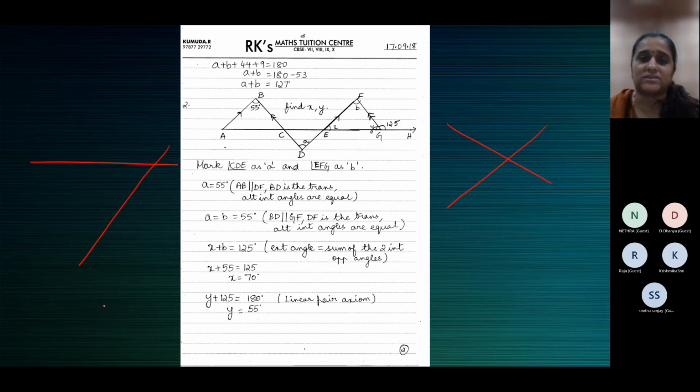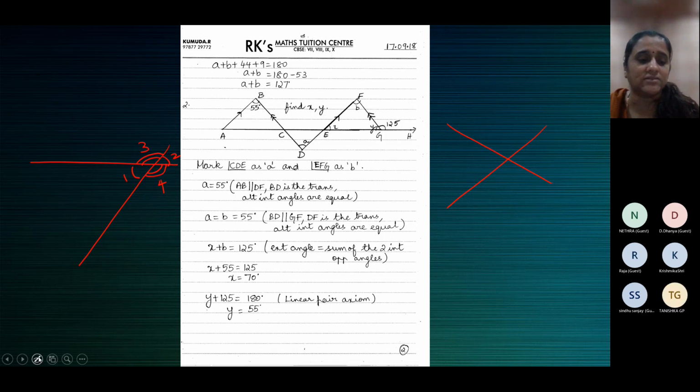When two lines intersect, two pairs of vertically opposite angles are formed. So this is one pair, angle 1 is equal to angle 2. And this is the other pair, angle 3 is equal to angle 4. So we have to use the concept of vertically opposite angles.